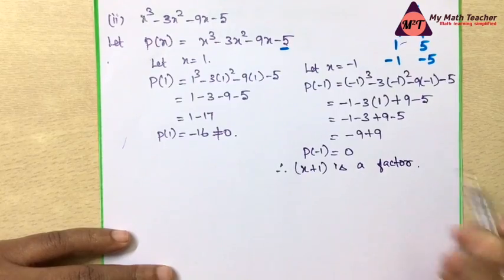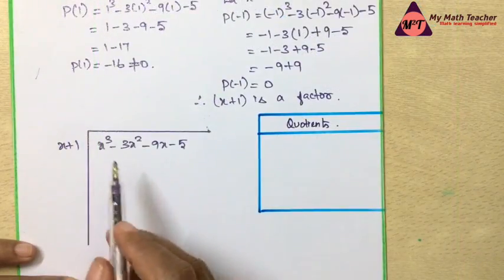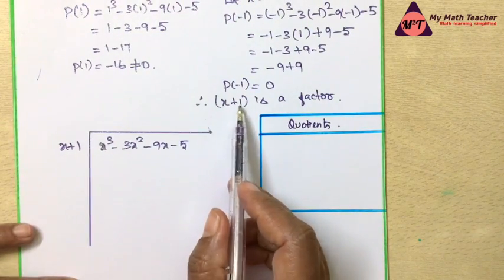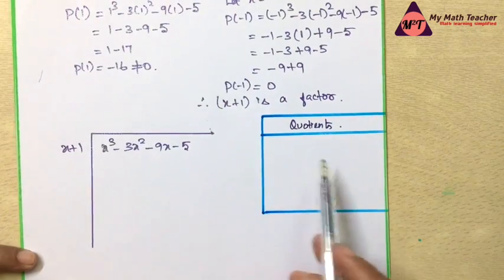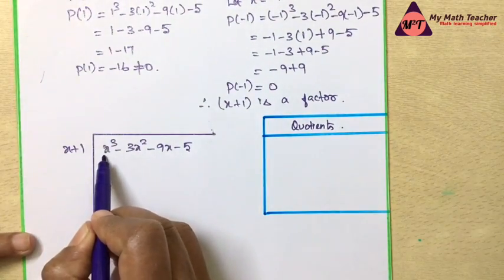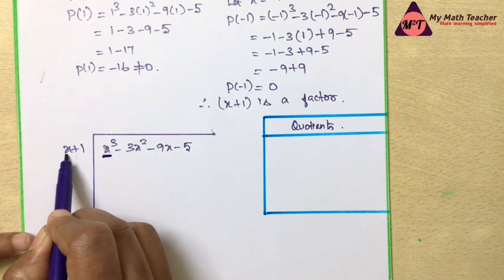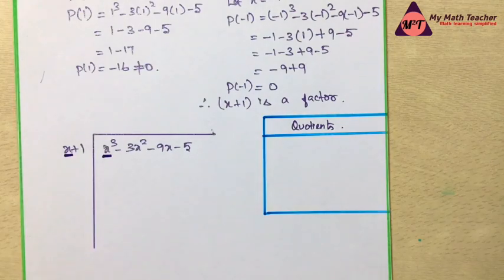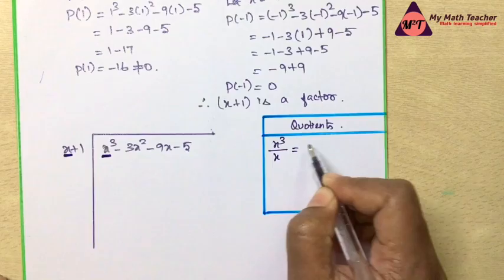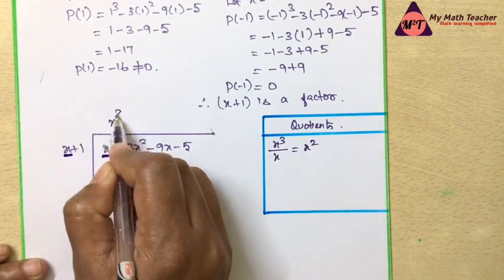So the next step is we have to do the division. To find the other two factors, we have to divide the given polynomial by the first one, that is x plus 1. Here we will be finding the quotients. The first step is write the first term, that is x cube, divided by the first term of the divisor, that is x. We know that x cube divided by x is x square. So I am writing the answer here, that is x square.